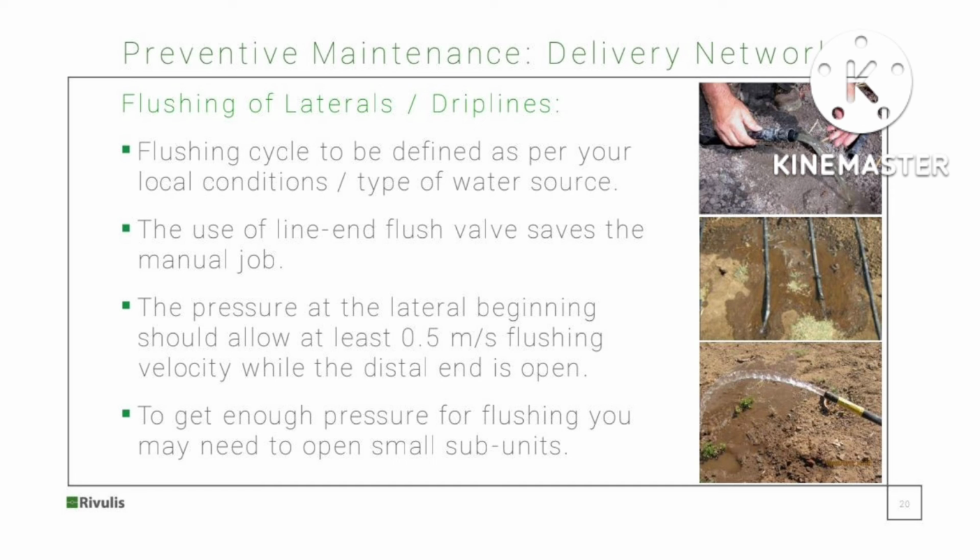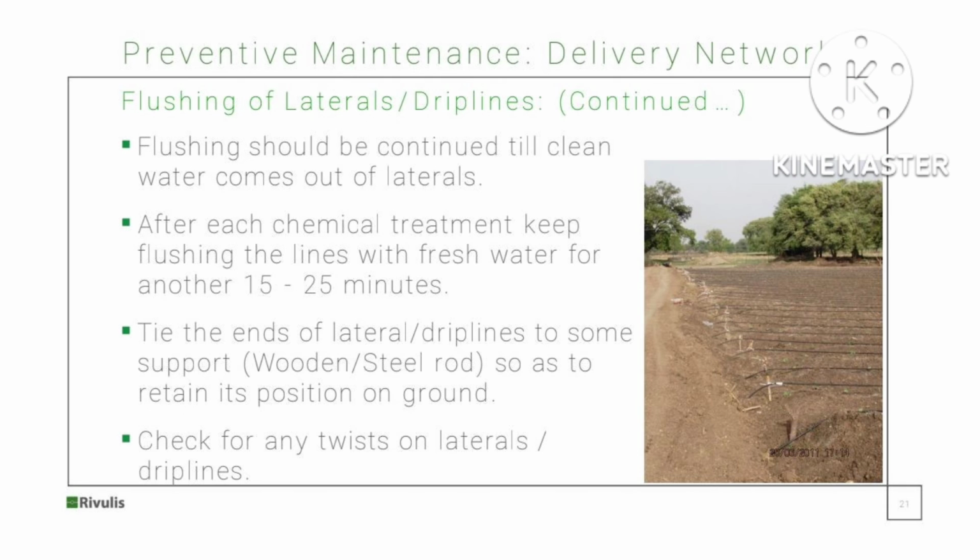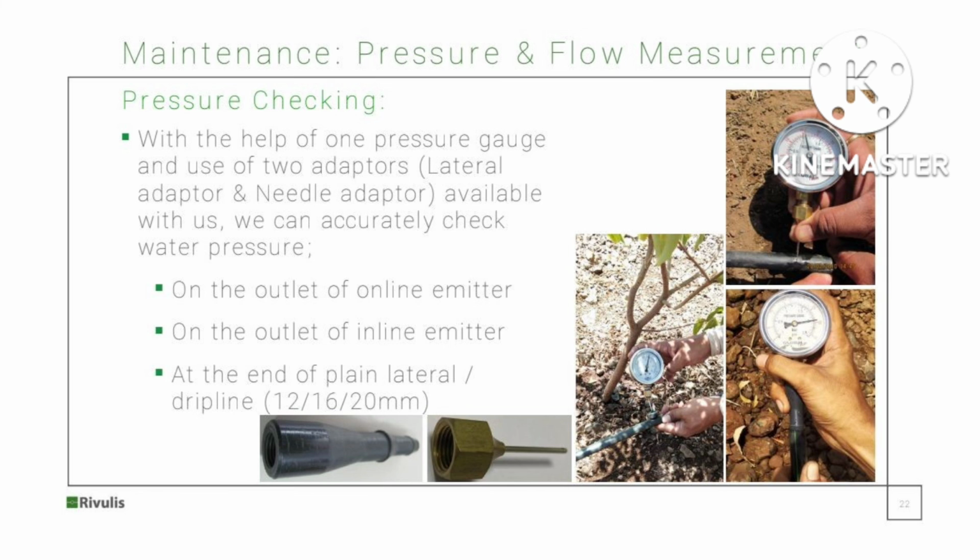The use of line-end flush valves saves manual work. The pressure at the lateral beginnings should allow at least 0.5 meter per second. Flushing should be continued till clean water comes out of the laterals. Water should then be flushed for another 15 to 25 minutes. Check for any leakage.